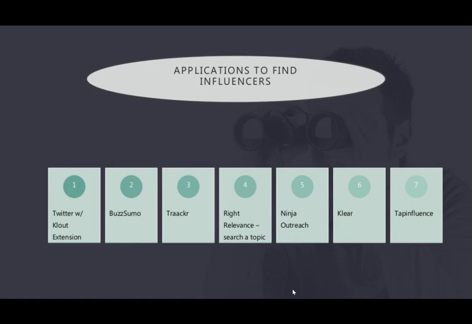Anybody can use it. It's for free. You just search a topic and you can see the influencers that shared it with their Klout score and even their bio info. So definitely a tool worth checking out. And then we have tools like Ninja Outreach and Klear. And also have a look at Tap Influence. If you're looking for a platform to manage the whole influencer campaign for you, that's definitely a great tool worth checking out.